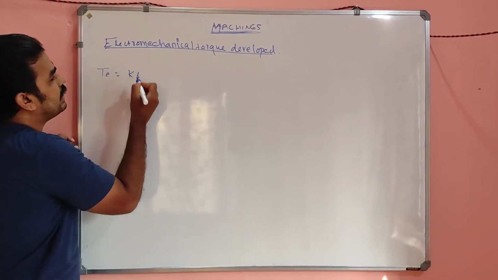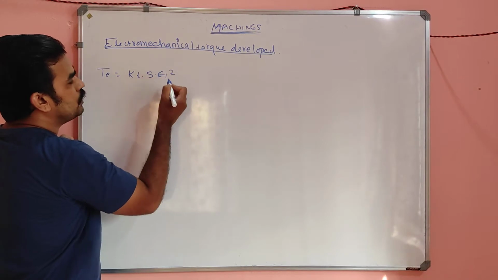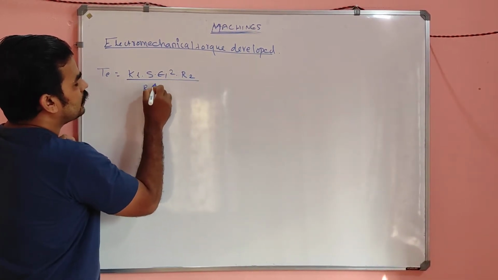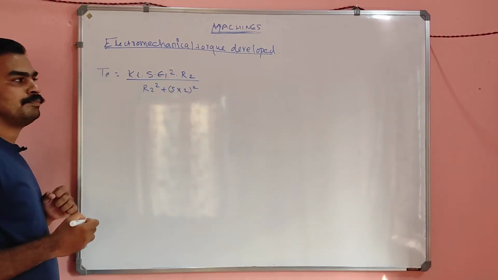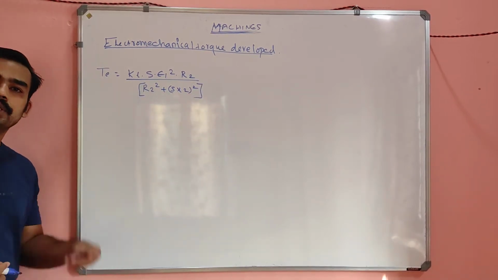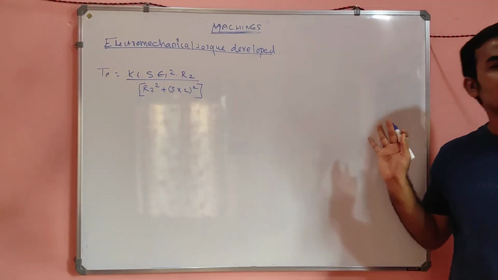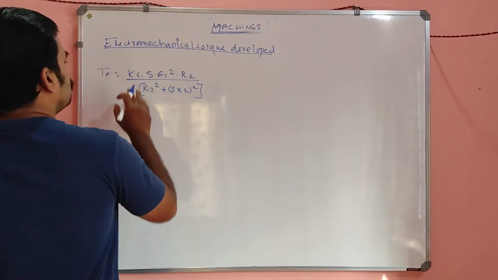to some constant KT into S into E1 square into R2 divided by R2 square plus SX2 square. So this is the final expression for the electromechanical torque developed. I already told you this is actually a very big derivation. We don't want that derivation. Okay. So you know these terms.